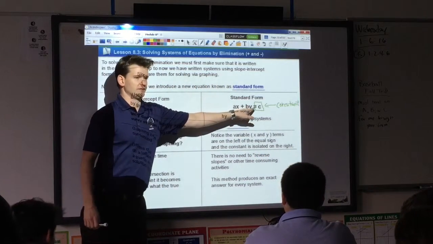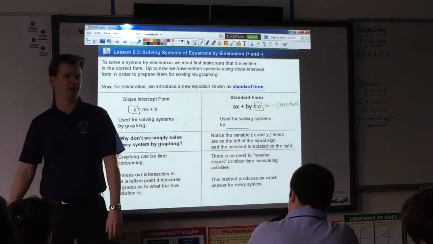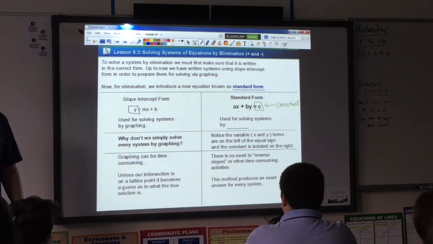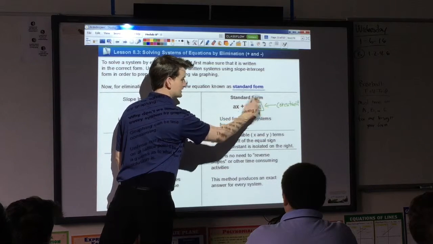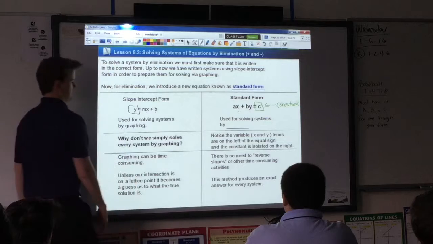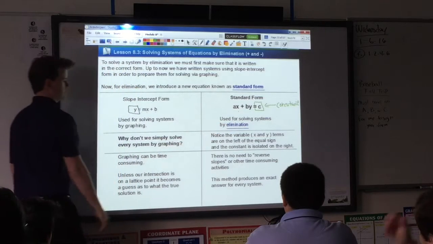X and Y correspond to the variables. A and B just correspond to any coefficients that happen to be there: 1, 2, 3, 4, 5, negatives, whatever. Really, the goal is to get the constant alone by itself on the right side, with the X and Y terms on the left side. And we use this for solving by elimination.